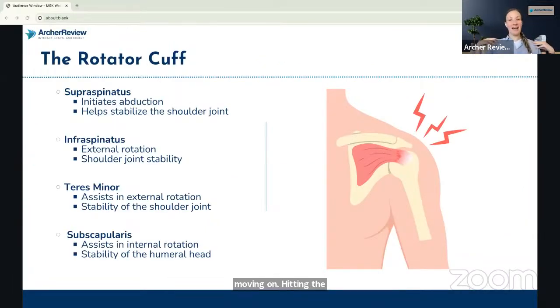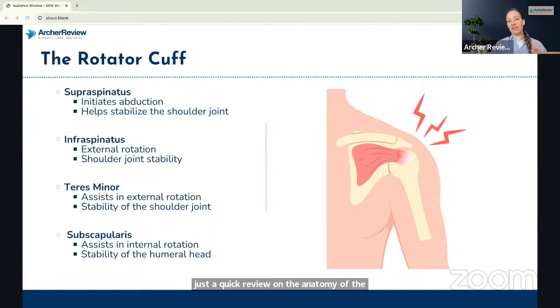So the next common area, this is a very articulate joint. It moves in all directions, which means it requires a lot to sustain and stabilize that joint because it has all of that range of motion. We oftentimes can have lots of injuries in this area. So just a quick review of the anatomy of the rotator cuff.